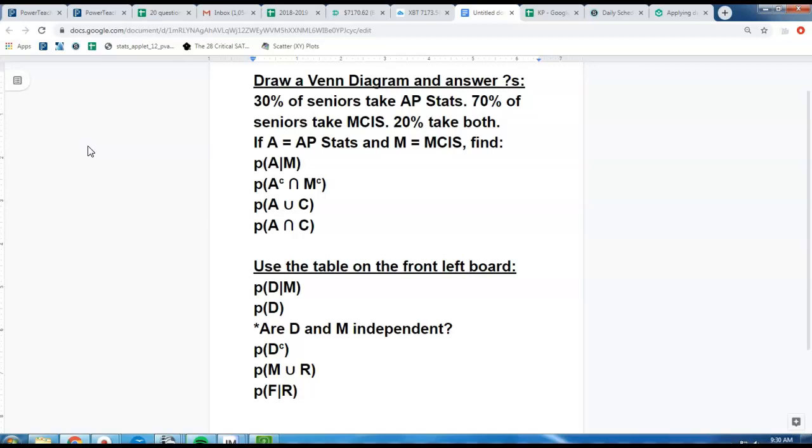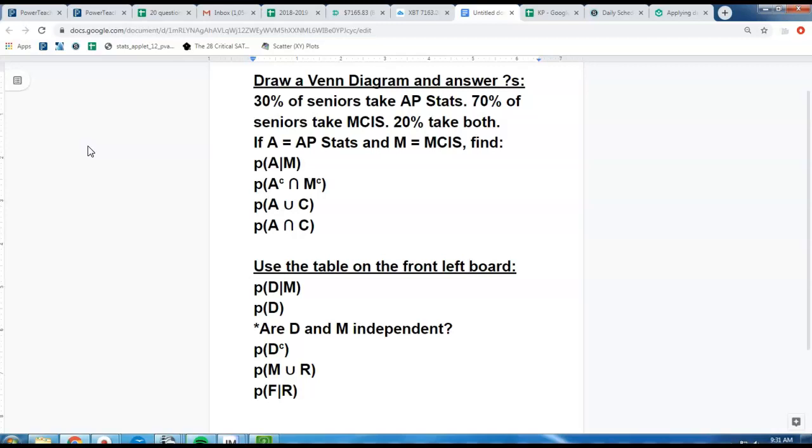A union M. So what does the union symbol mean, first of all? It means or. There's 2 ways you can do this. So you got this formula, right? We add up the 2 things and we subtract the overlap. So if I look through the wording of it, what's the probability of A? 0.3. What's the probability of MCIS? 0.7. But then that 0.2 is in both of those numbers. So we have to remove it once. And that'll give me 0.8, or 80%, whichever way you want to phrase that.